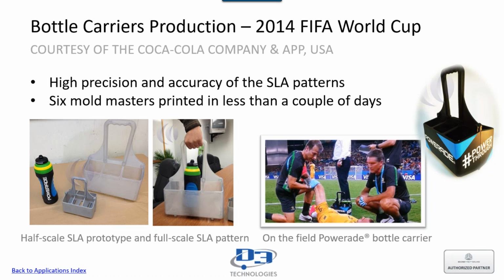So once a few of the minor changes were made, the team made a full-scale SLA, or stereolithography, part out of resin material in our SLA printer, which took about 15 hours for 2 parts each batch. And then these were used as a final fit check part and mold masters for the silicone molding and casting process. We actually printed about 6 mold masters in less than 2 days, from which the silicone molds, of course, were created for the production phase of the bottle carrier.